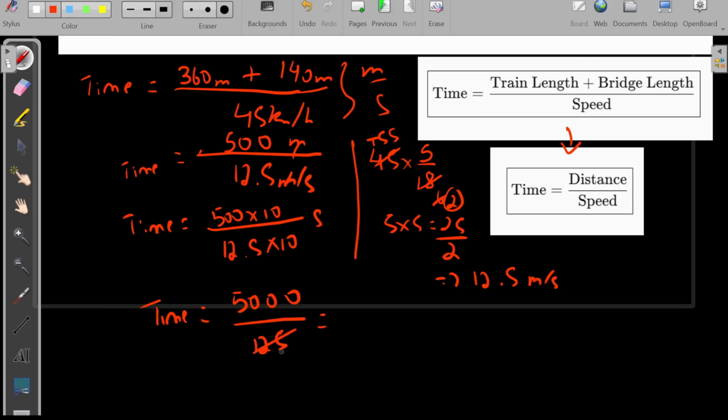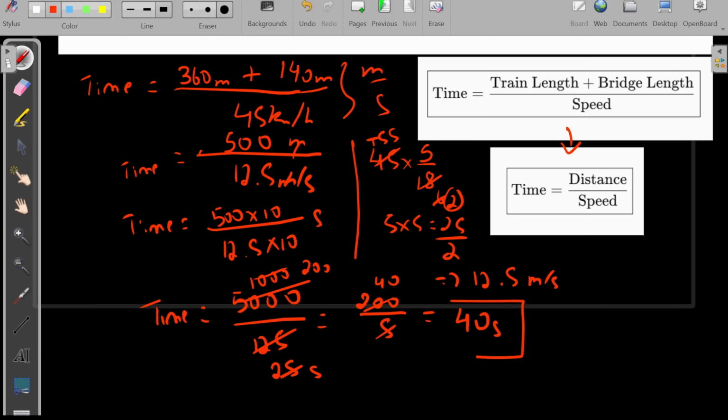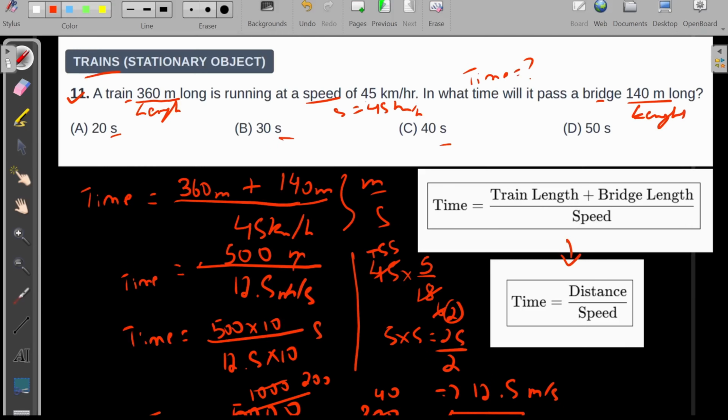That equals, 5 2s are 10, 5 5s are 25, so it'd be 1000 over 25... it'd be 200 over 5, and 5 times 40 would be 200, so it'll be 40 seconds. So it takes 40 seconds for the train to pass the bridge. If we take a look at the options, we see that option C is the correct answer, which is 40 seconds.